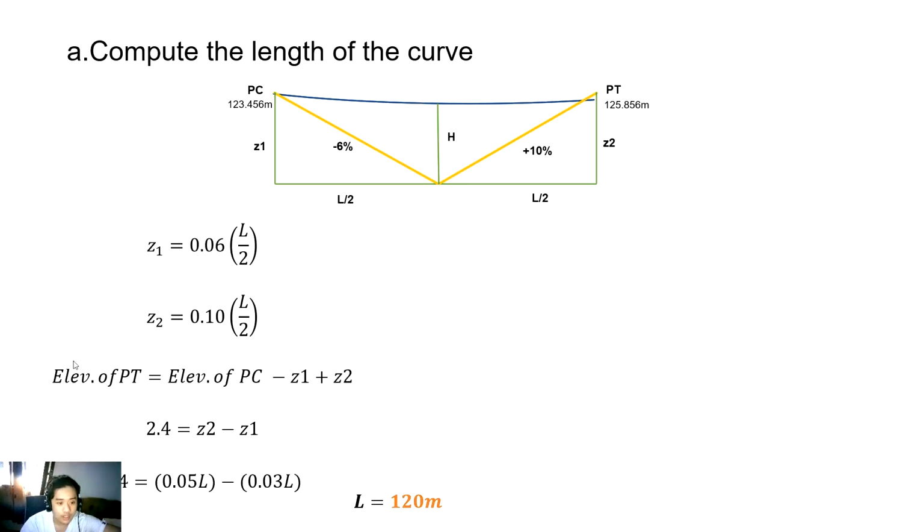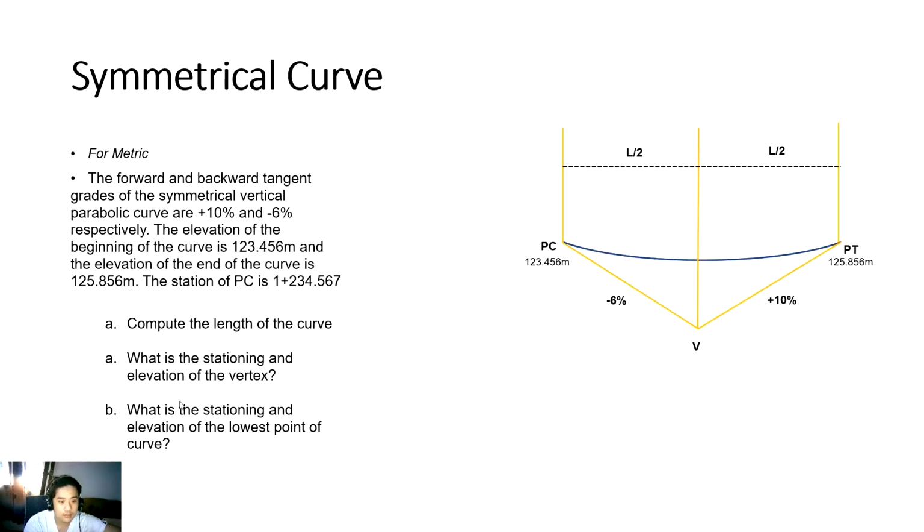So, to find L, we're going to use the formula elevation of PT equals to elevation of PC minus Z1 plus Z2. So, ang elevation of PT natin is 100.